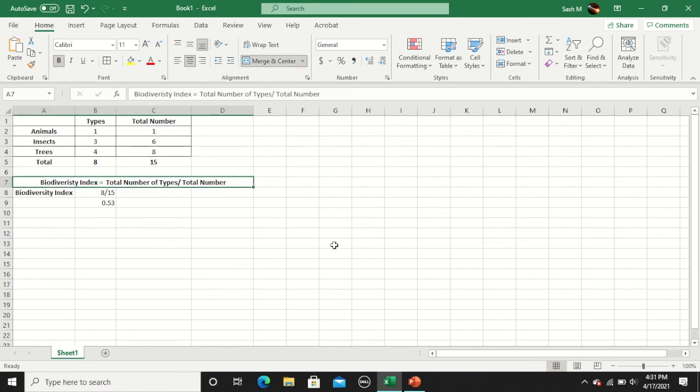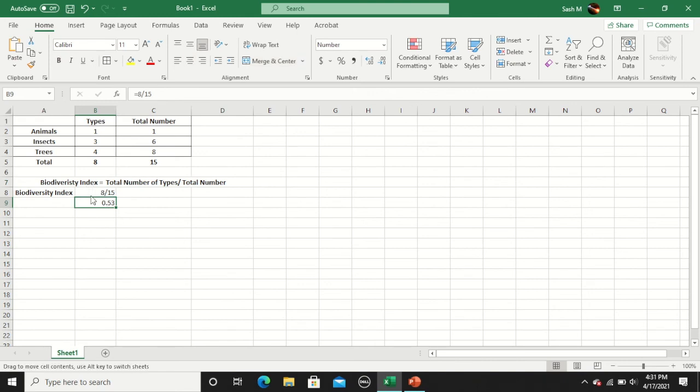The biodiversity index formula is total number of types over total number of living organisms. In my case, that is 8 for the numerator and 15 for the denominator. I then divided and I got 0.53. My biodiversity index sits really well between 0 and 1. All biodiversity indexes sit within this range.